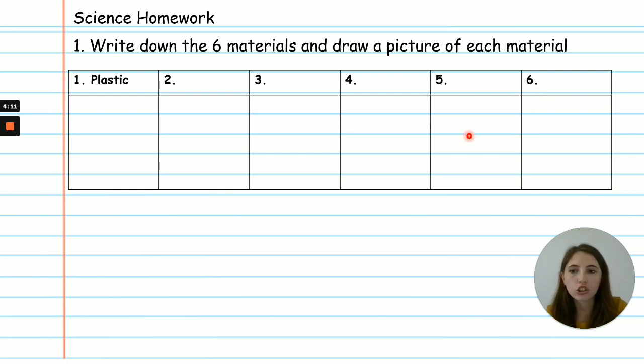So what you have to do in number 1, we write down plastic and then you draw a picture of something that is made of plastic. This is your homework. You write the material at the top right here. And then in the bottom part right here, we draw a picture of our materials.